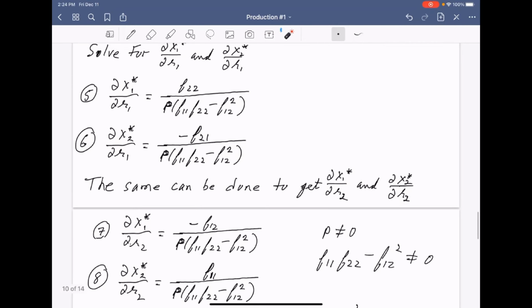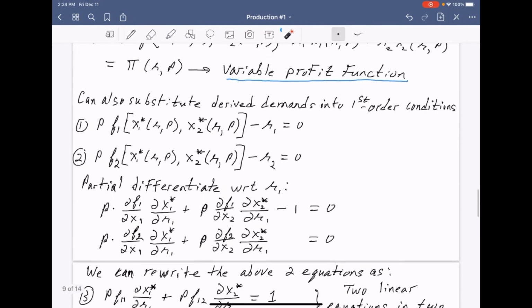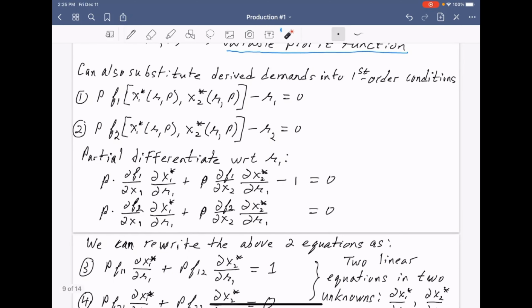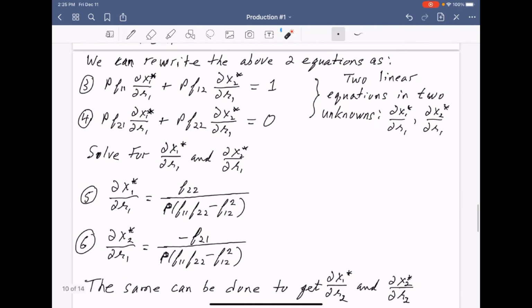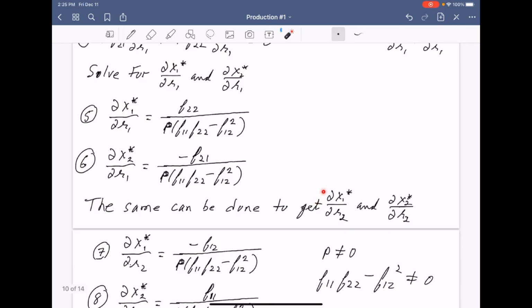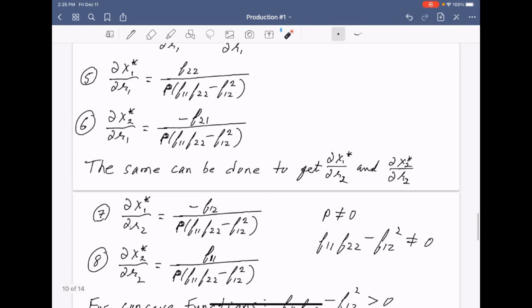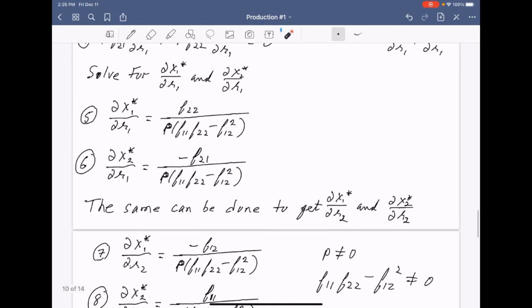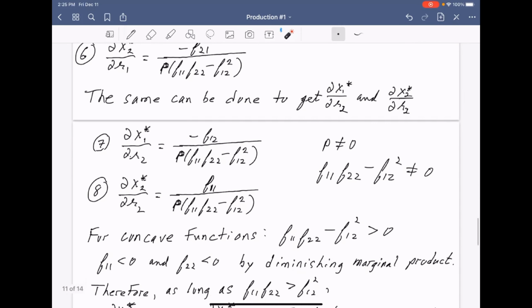We can do exactly the same thing, carry out this same process, if we instead take the first order conditions and partially differentiate with respect to R2 rather than R1, and we come up with similar results for the partial of x1 star with respect to R2 and the partial of x2 star with respect to the price of x2. So we find that here. So 7 and 8 are the equivalent of 5 and 6, but with respect to R2 instead of R1.